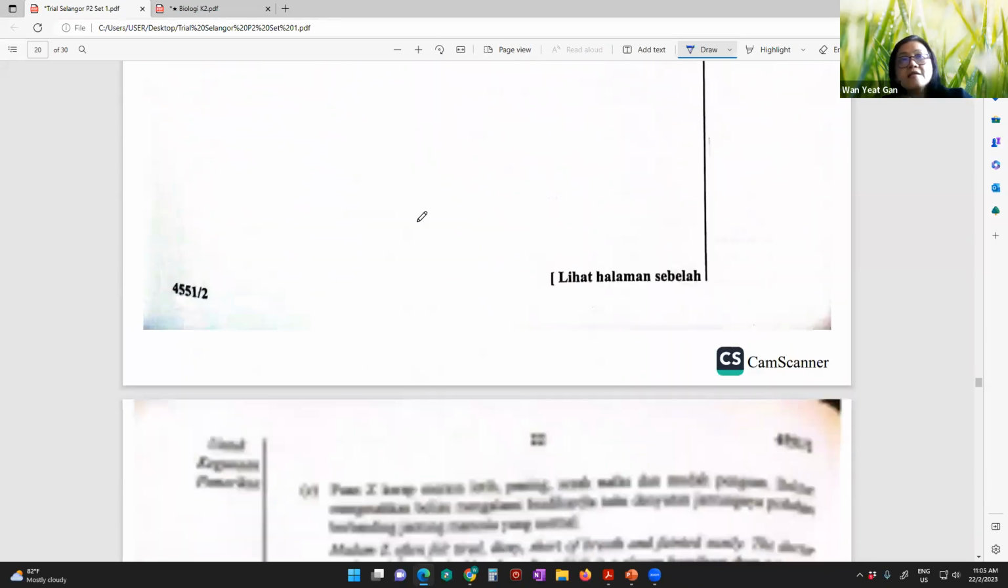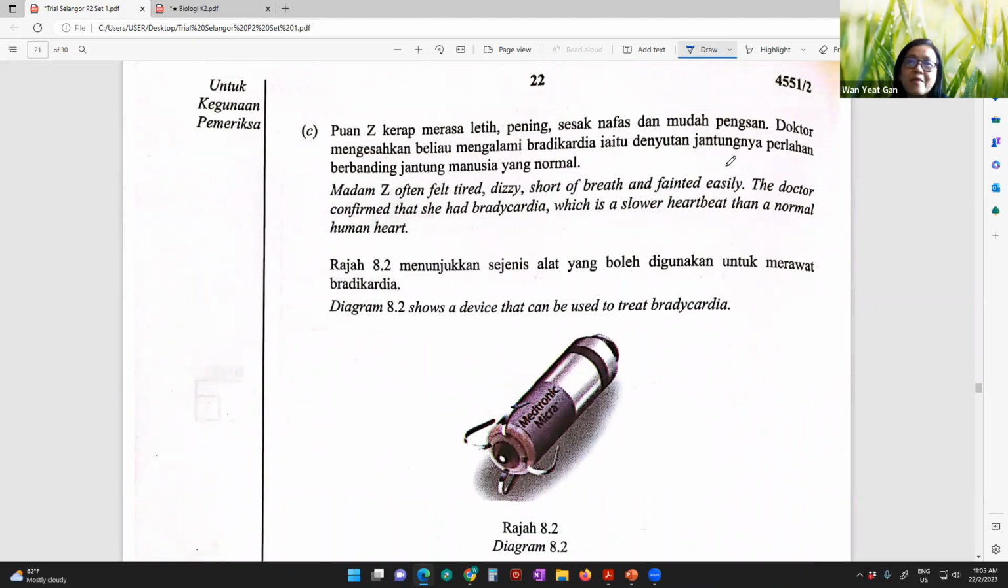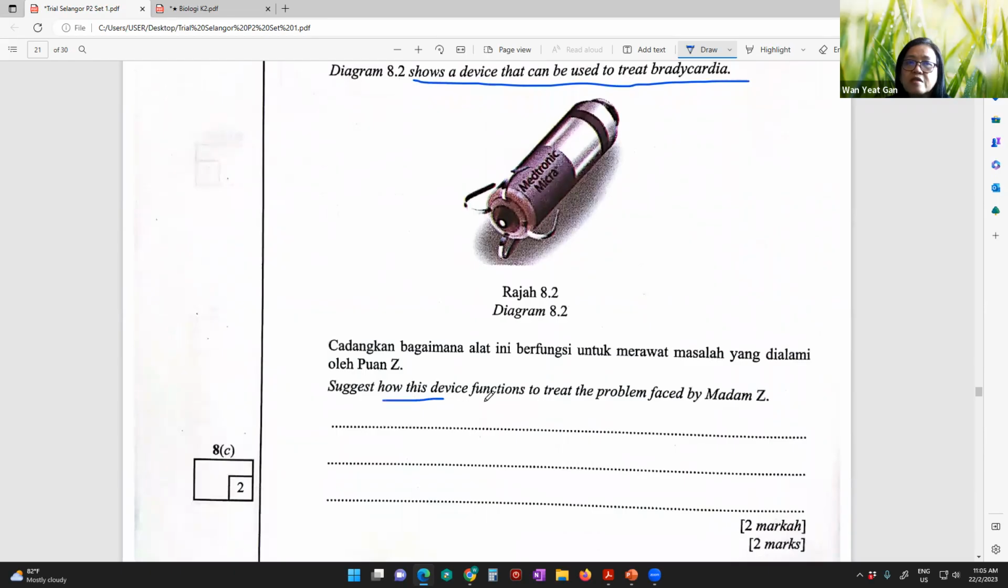Okay, next, Madam Zack often felt dizzy, tired, short of breath, and fainted easily. The doctor confirmed that she had bradycardia, which is a slower heartbeat than a normal human heart. The diagram shows a device that can be used to treat bradycardia. Suggest how this device functions to treat the problem faced by Madam Z.